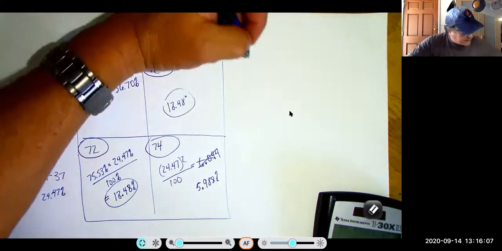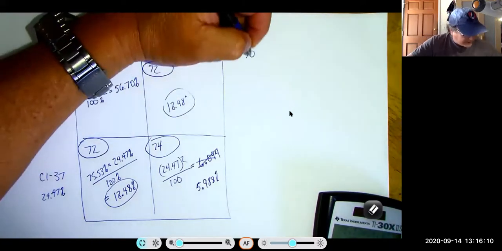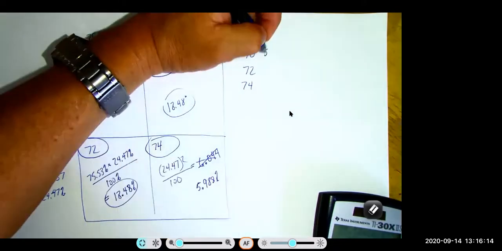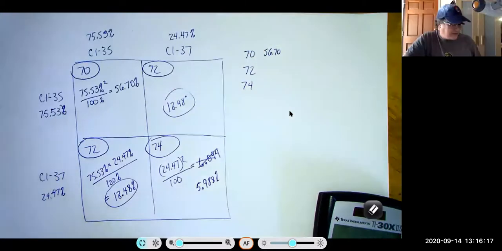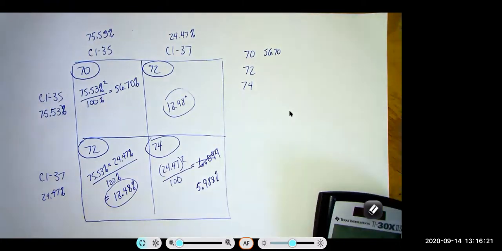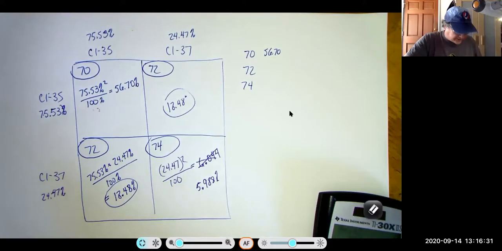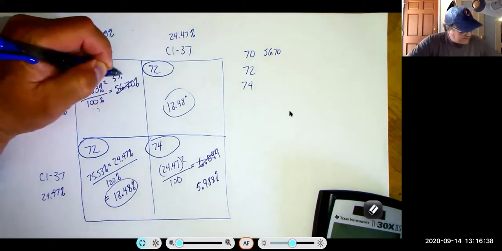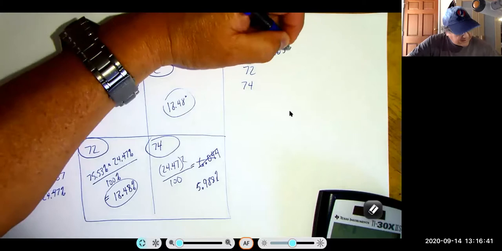So when we make a little list here, the 70, 72, and 74, the 70, oh, yes? Sorry to interrupt. I have a question about the first one, the 75.53 squared over 100. Yes, did you get something different? Yeah, I got 57.05. Okay. Yeah, let's round up.